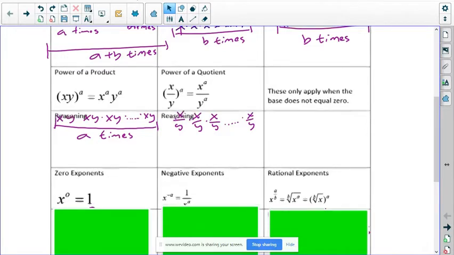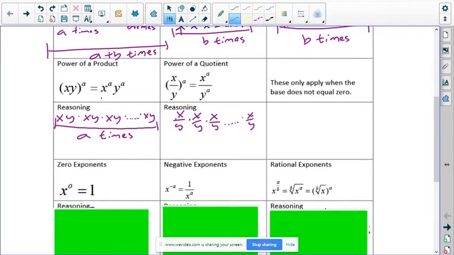Now we can do pretty much the same thing when we're taking a power of a quotient. This is how many times we have x over y multiplied by each other. It's a times. So that means that we have x in the numerator a times, and we have y in the denominator a times, which will give us x to the a over y to the a. Now, important to note that all of these apply only when the base does not equal 0.